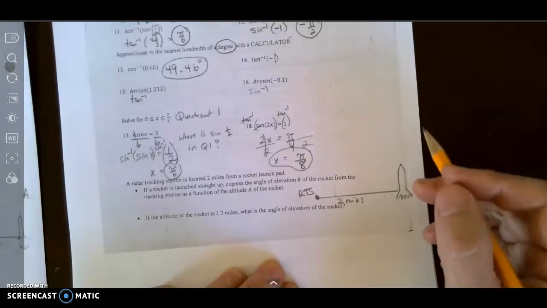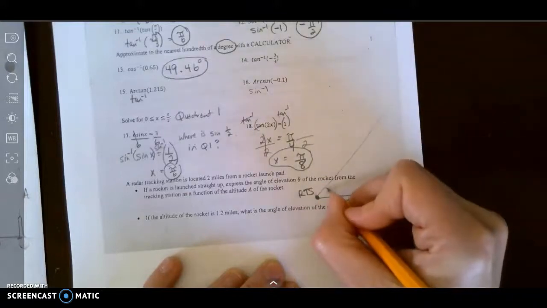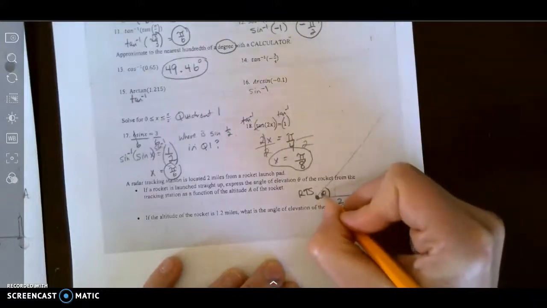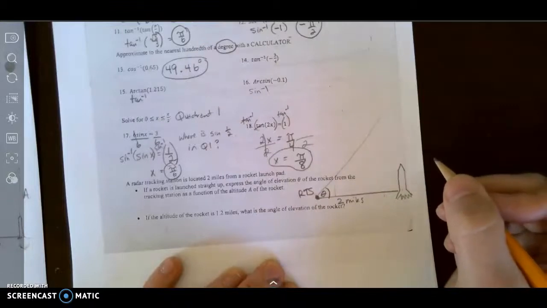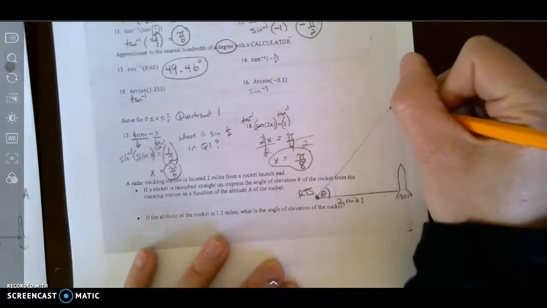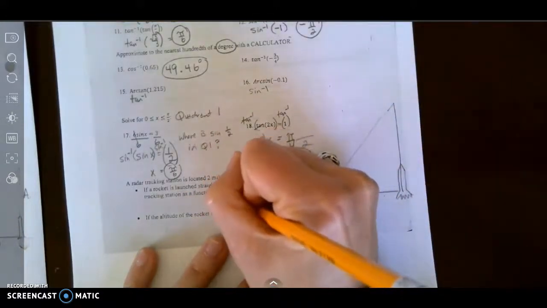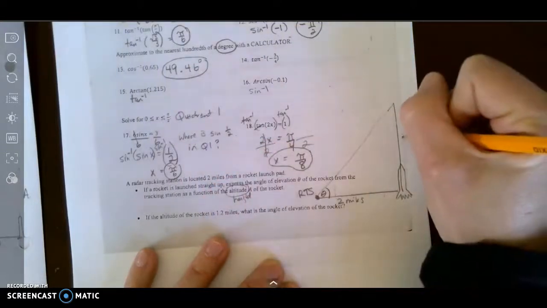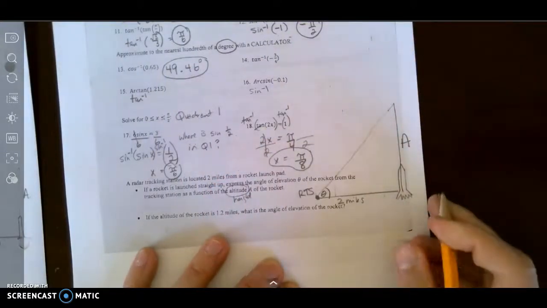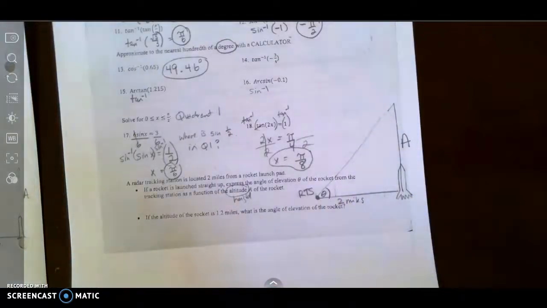Express the angle of elevation. So angle of elevation would be this angle right here. This is where theta would be. Of the rocket from the tracking station as a function of the altitude of the rocket A. Altitude means height. So this must be A right here. And so we were asked to write it as a function of it, which means we're not going to be able to solve. So I do need to look at this.